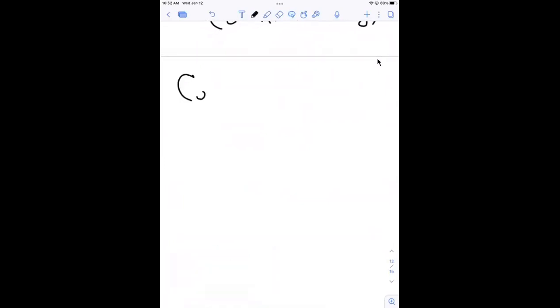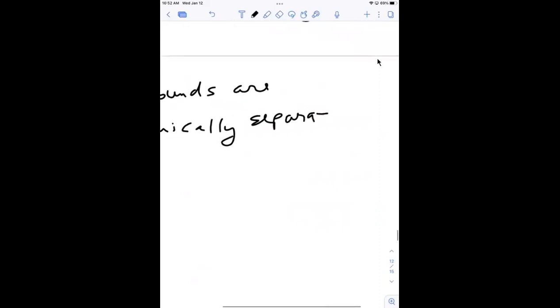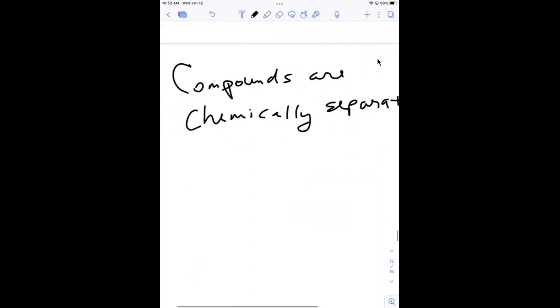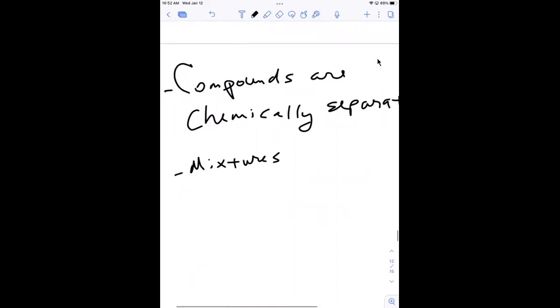All right, so compounds are chemically separated. And mixtures are physically separated.